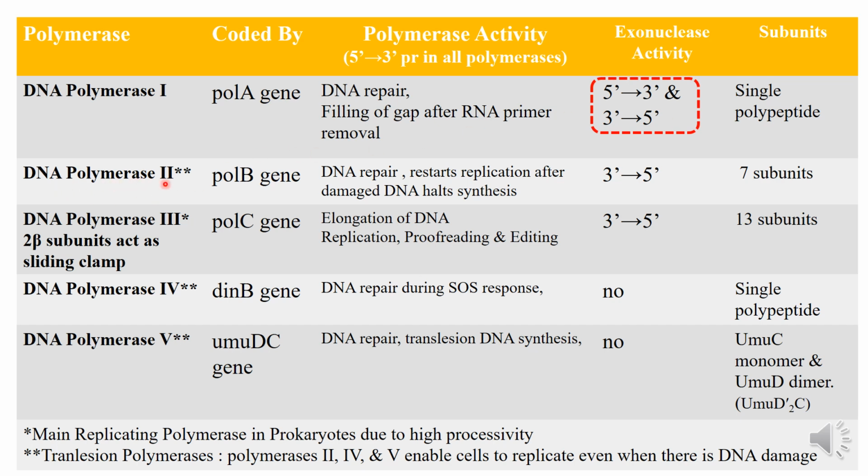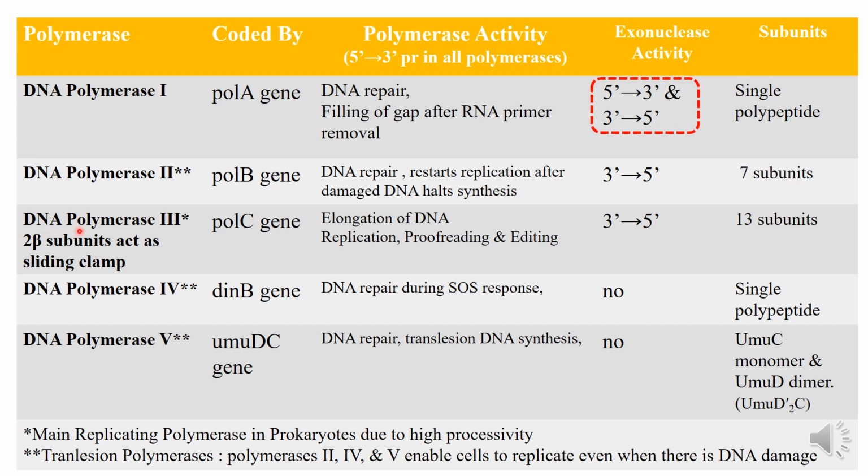DNA polymerase 2 is coded by POL B gene. It carries out DNA repair, starts replication after damaged DNA halt synthesis. It has exonuclease activity in 3 prime to 5 prime direction, and it is made up of 7 subunits.